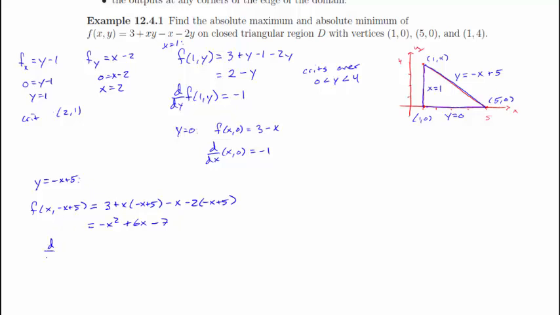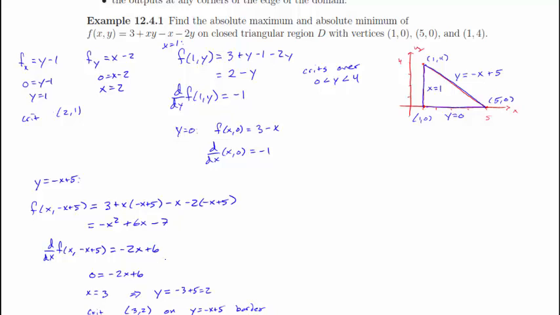And so if I take the derivative with respect to x, I get -2x plus 6. This equals 0 when x equals -6 divided by -2, which is 3. So if x equals 3 on this line, then y equals -3 plus 5 equals 2. So the point 3, 2 is a critical on the y equals -x plus 5 border. So we're going to need to check this in our function to see if we have a max or a min there.